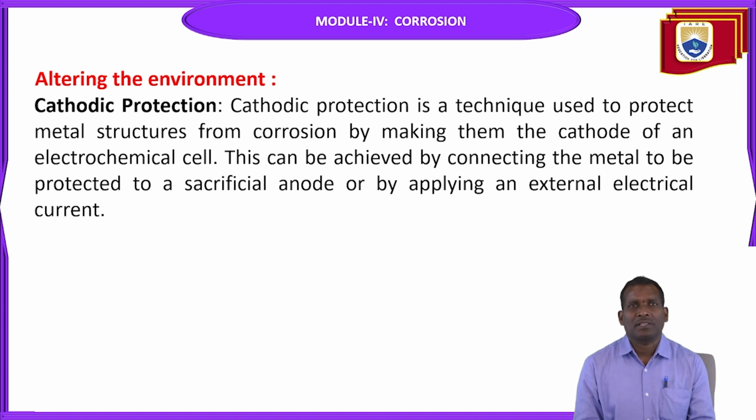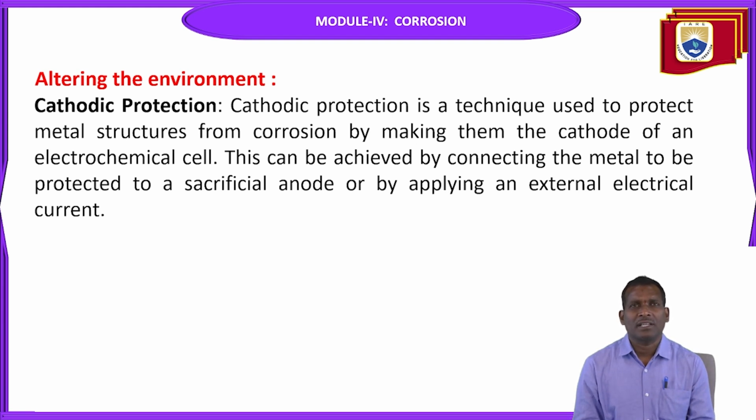Next one is cathodic protection. Cathodic protection is a technique used to protect metal structures from corrosion by making them the cathode of an electrochemical cell. This can be achieved by connecting the metal to be protected to a sacrificial anode, or by applying an external electrical current. Already we have seen the cathodic protection method in corrosion testing methods.